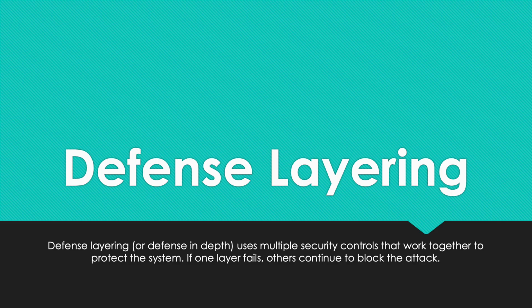Defense layering uses multiple security measures at the same time. The main idea is that if one layer fails, others still protect the system. For example, using a firewall, antivirus, MFA, and an intrusion detection system together.